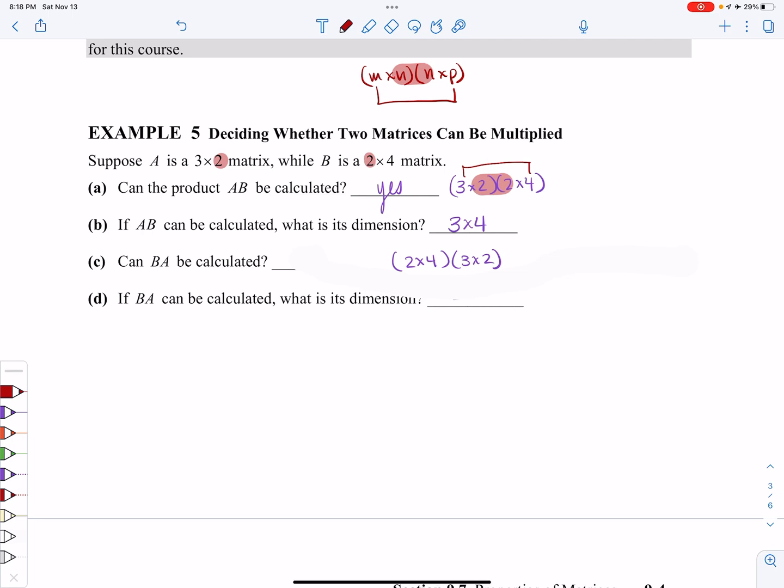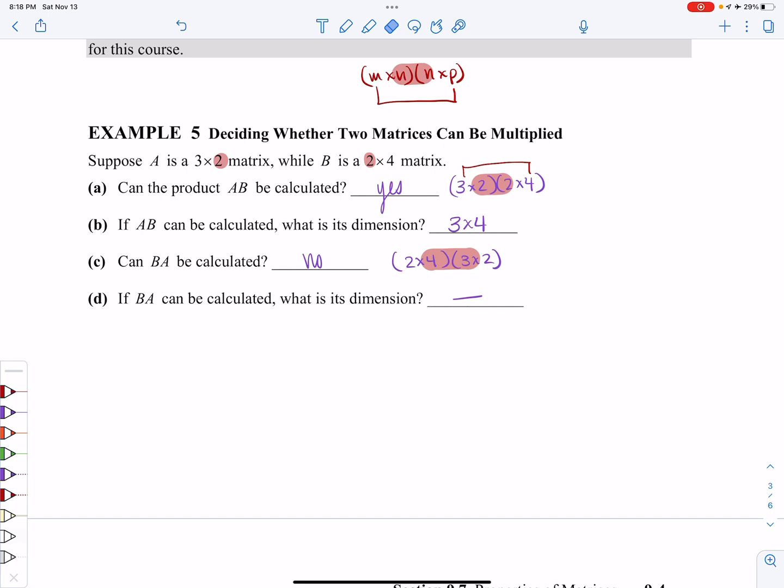Can B times A be calculated? In this case, it's a 2 by 4 times a 3 by 2. Notice that my inner numbers do not match each other. So we would say here, no, you cannot multiply these together. I don't even need to get a dimension.